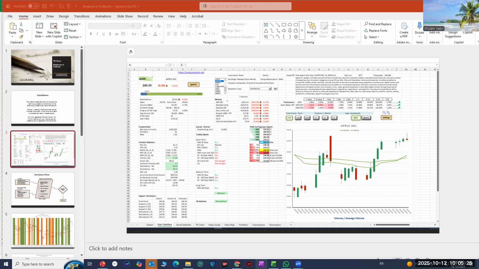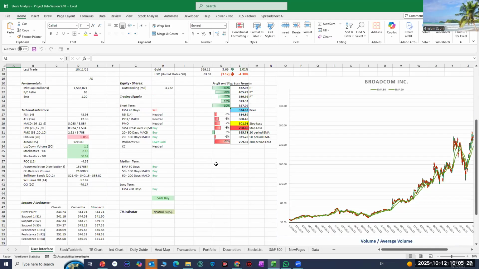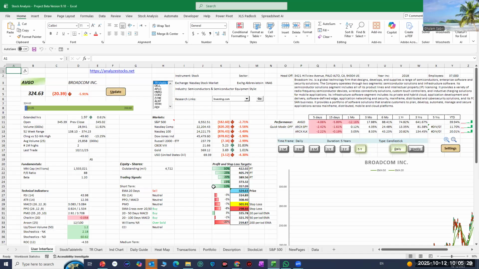Just to give you an idea, if any customer has any question, I will be glad to answer that. Let's start with this screen. This is the first worksheet, the user interface. You type in the name of the symbol here, and it will update this spreadsheet accordingly, and not only this one but other spreadsheets as well.